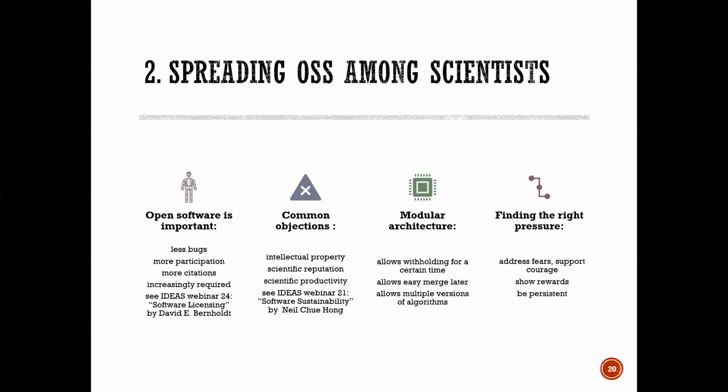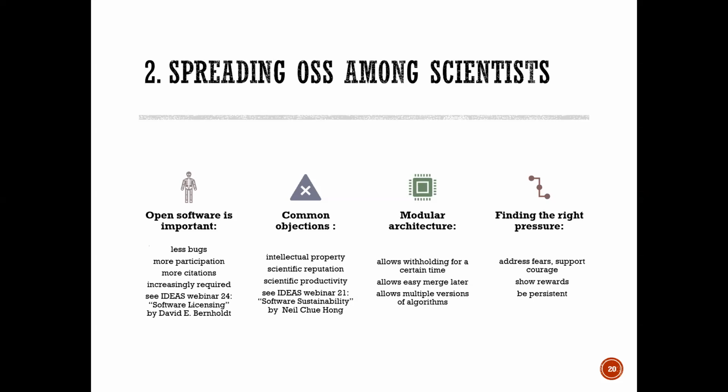One easy to demonstrate argument is to have a modular software architecture, which allows withholding parts of the algorithm for a certain time, and then an easy merge later on at the same time when the publication is submitted or when the publication is accepted. A modular architecture, we will come back to this, also has some other very important benefits, like allowing multiple versions of the same algorithm or of different algorithms in the software.